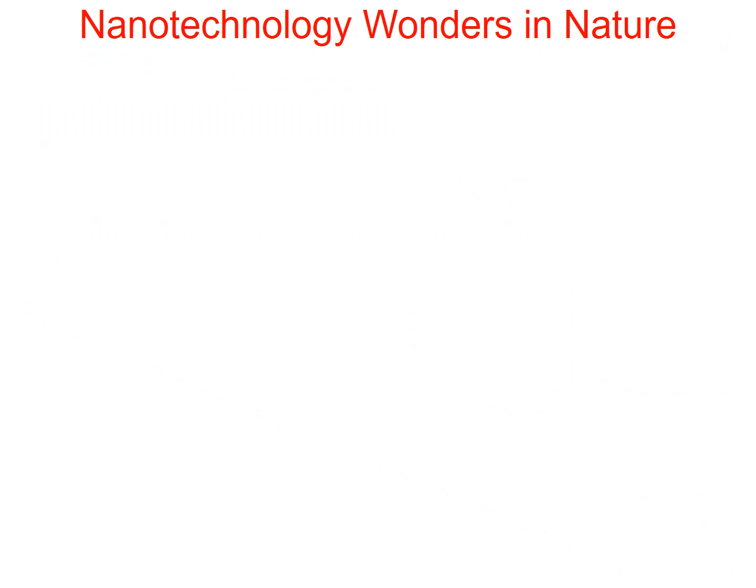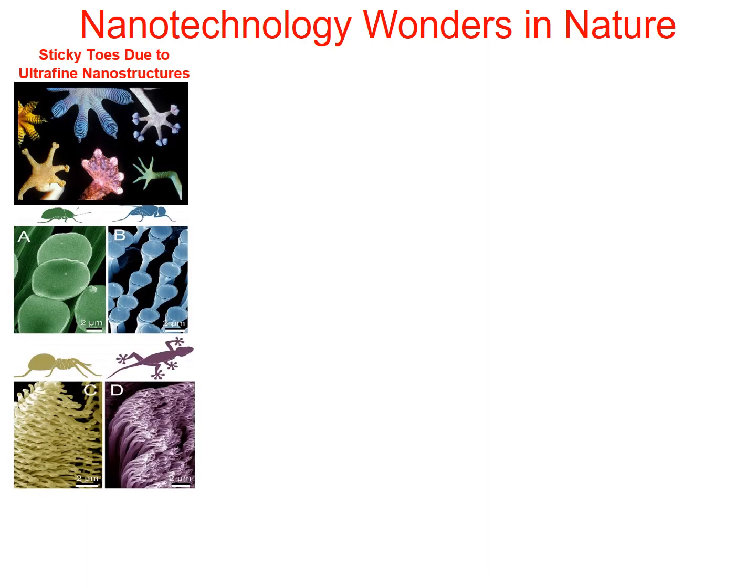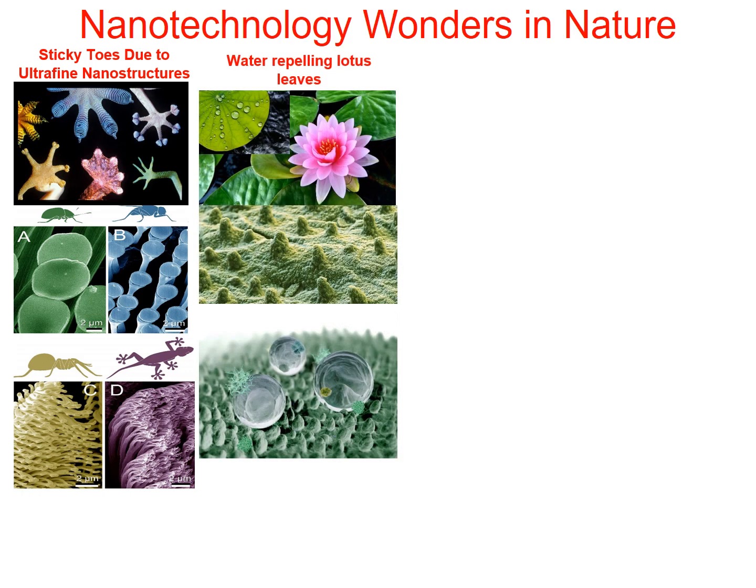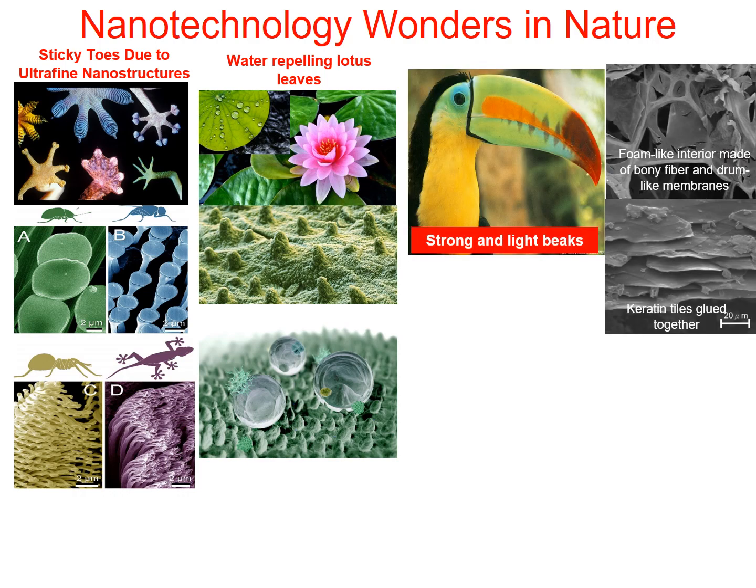Nature knows nanotechnology much before man. Let's see some examples. Extremely fine features on the toes of insects make them very sticky and hence insects do not fall from walls. Lotus leaves in water never get wet due to nanospikes on their surface. Nanoflake structure at exterior and nanoporous structure in the interior make the beak very strong and light.